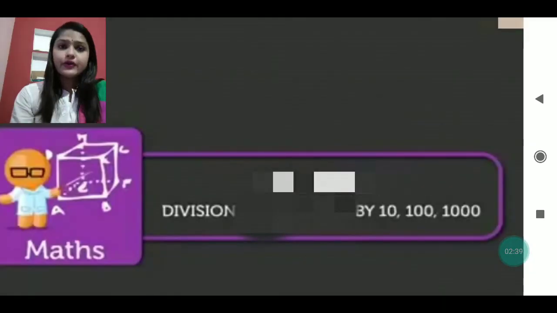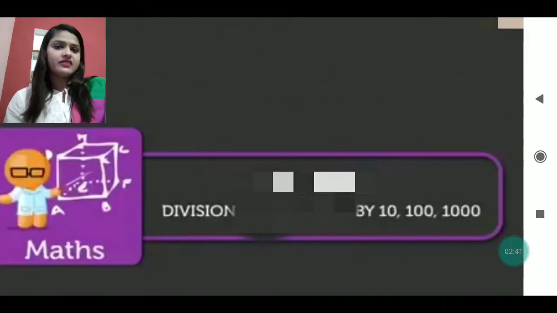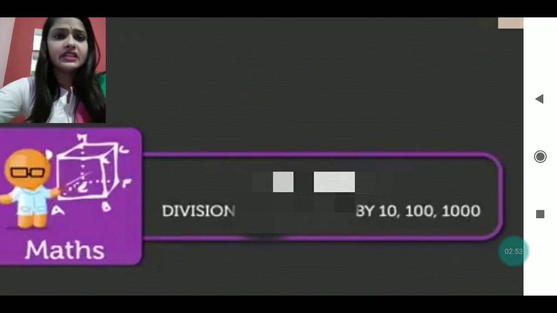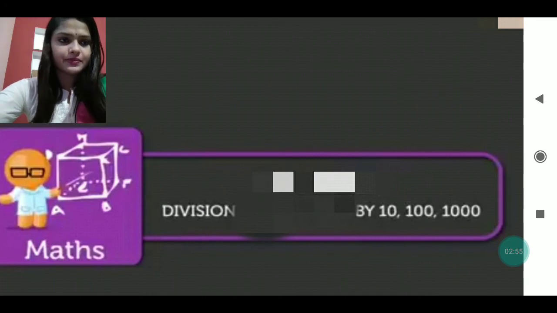As I have already told you, previously we did division by a two-digit number only. Today we are going to do division by 10, 100 and 1000. How will we do it? Just see. We will start with examples.